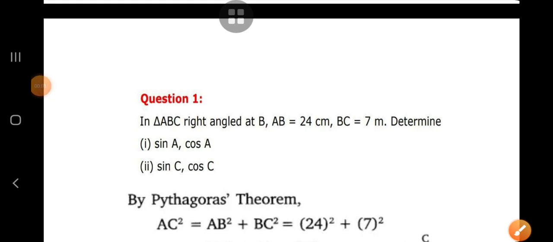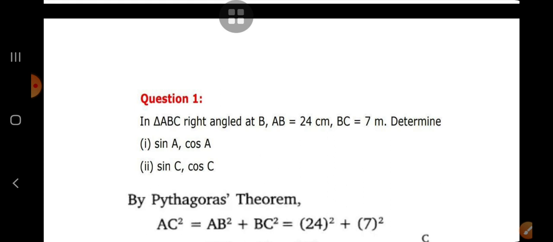Here I am going to solve question number 1 from exercise 8.1. This is for class 10 and the name of the chapter is trigonometry. In trigonometry, you have to find the ratio between the three sides, or find the unknown sides, or find the relation between the three sides of the right angle triangle.